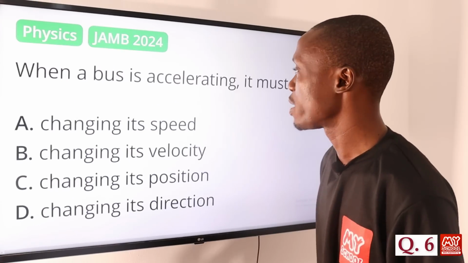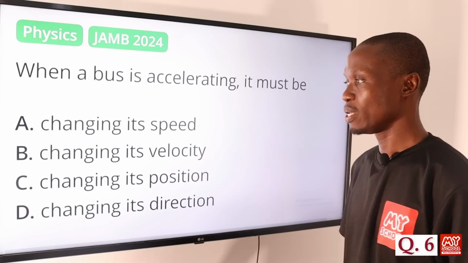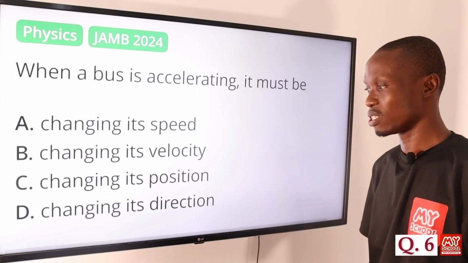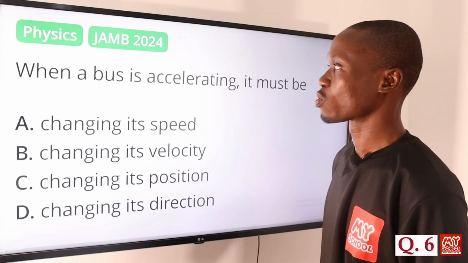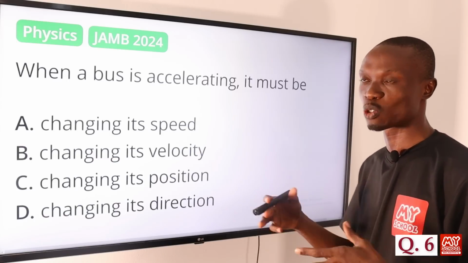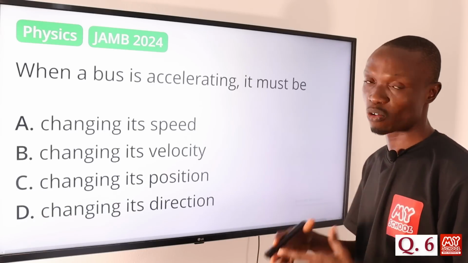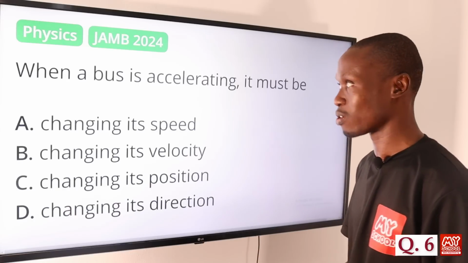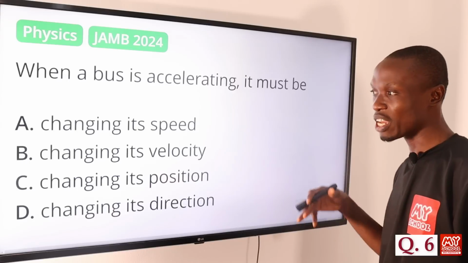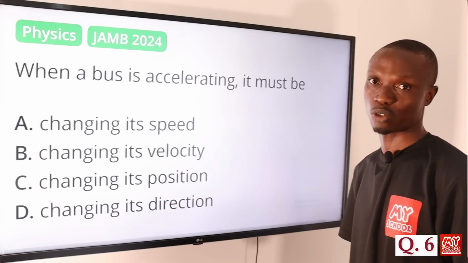Question 6. When a bus is accelerating, it must be A, changing its speed, B, changing its velocity, C, changing its position, D, changing its direction. When a bus is accelerating, it means the bus can accelerate by changing its speed or direction or both, right? But remember that we define acceleration as the rate of change of velocity with time. So when a bus is accelerating, it must be changing its velocity. So that makes option B the correct answer to this question.